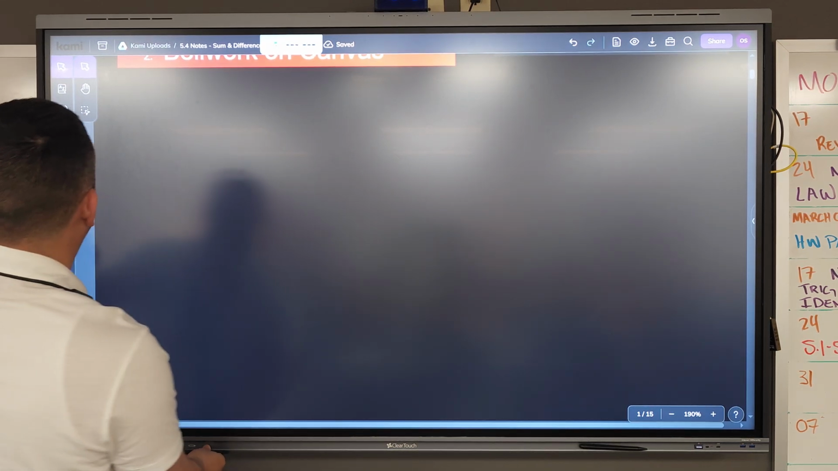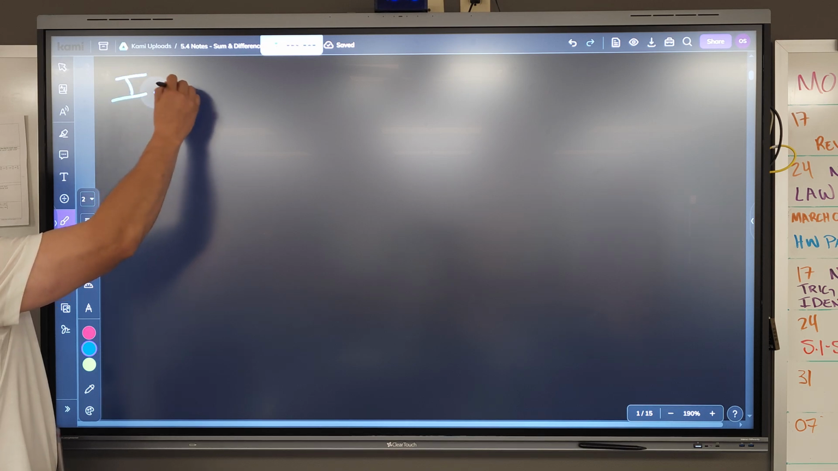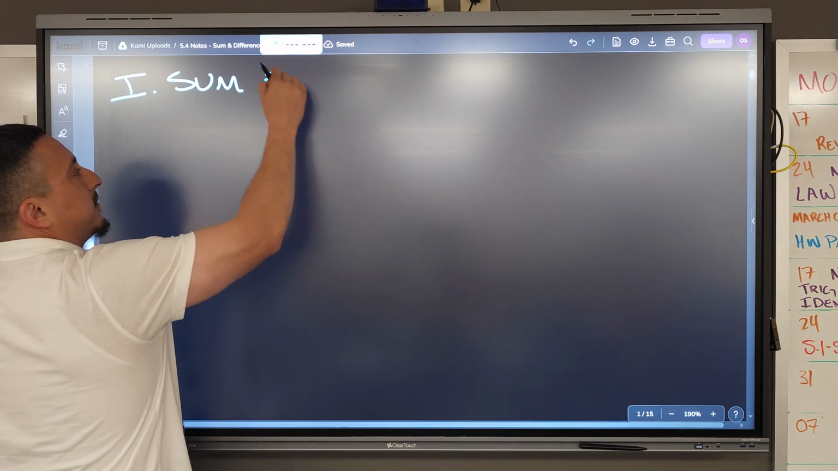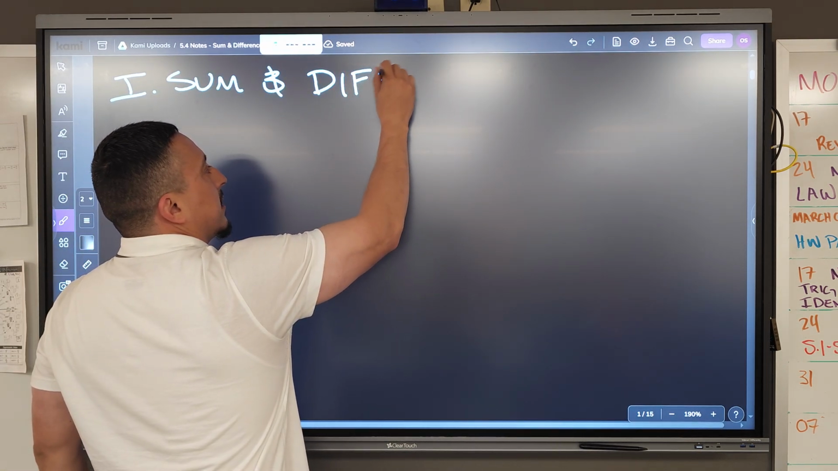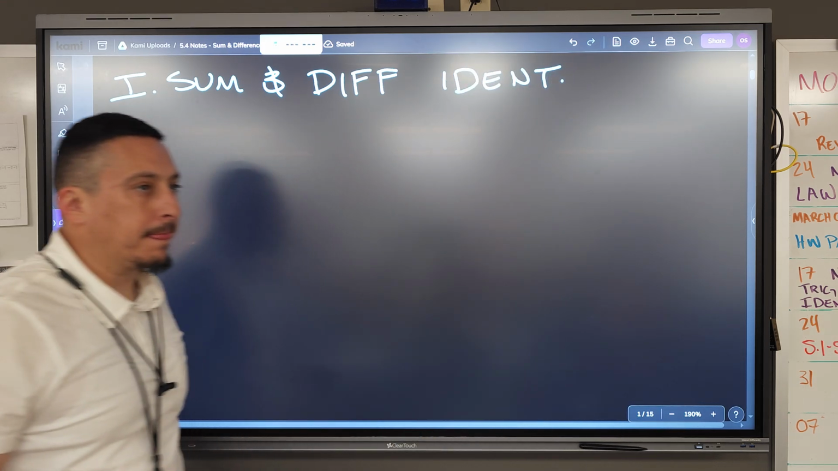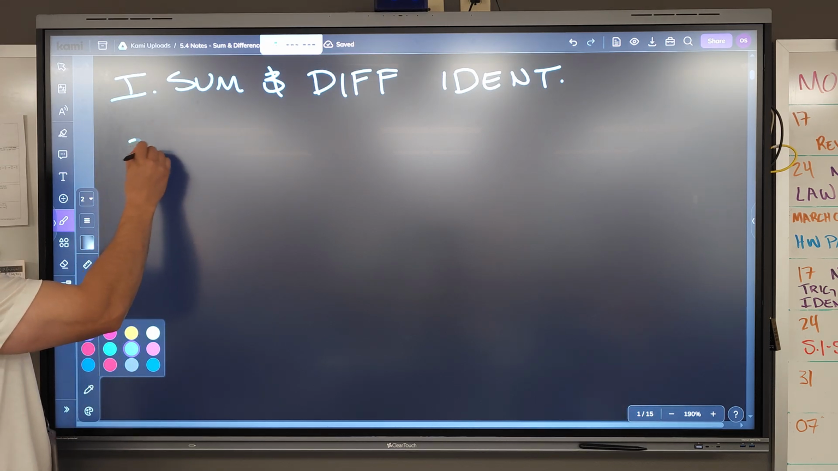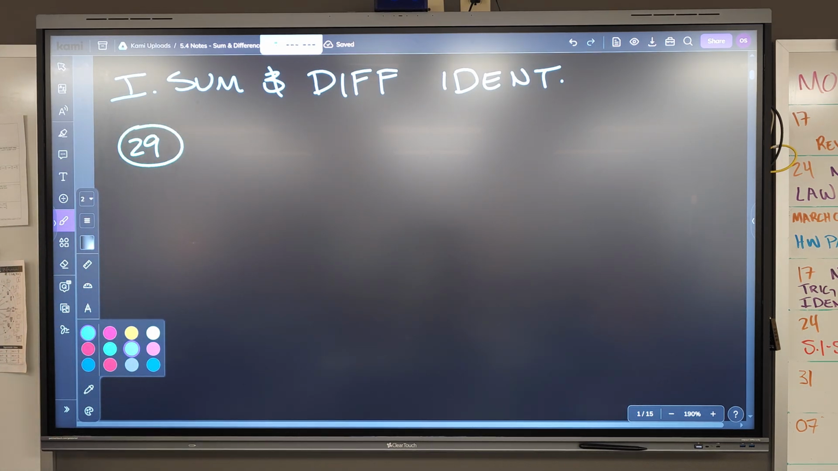Let's begin. So we're just going to write the sum and difference identities. We're going to do the numbering still, just so that we're consistent with the ones that we've been doing. But when you Google these, they don't come numbered like that again.